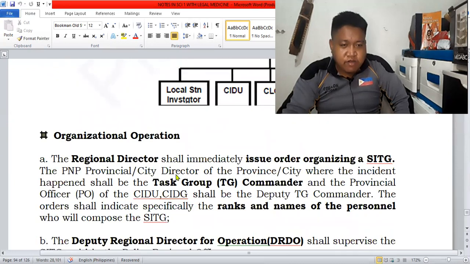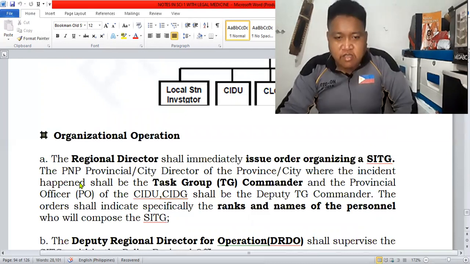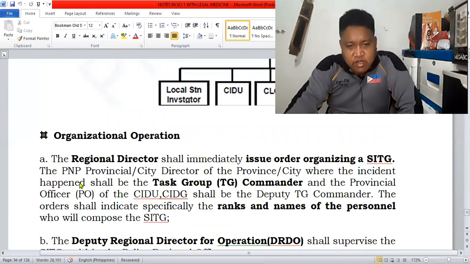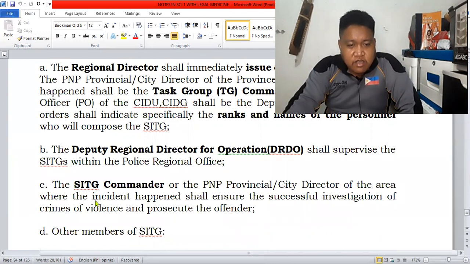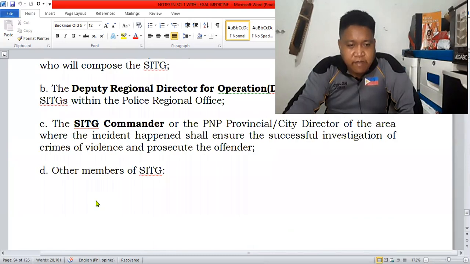Organizational operation: the regional director shall immediately issue the order organizing it. Who issues it? It is the regional director. Who becomes the task group commander? It is the provincial director, or the city director if it is a city. The deputy regional director for operations shall supervise the SITG. The SITG commander of the area where the incident happened shall ensure a successful investigation.